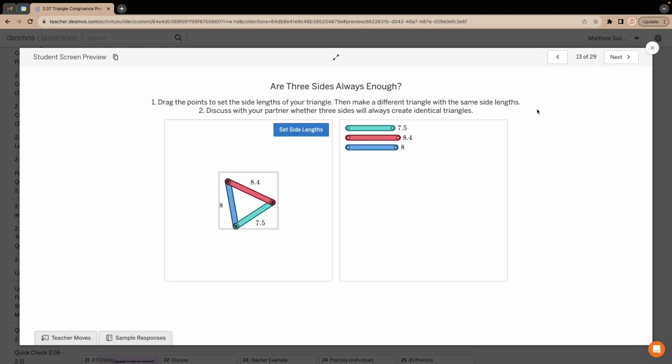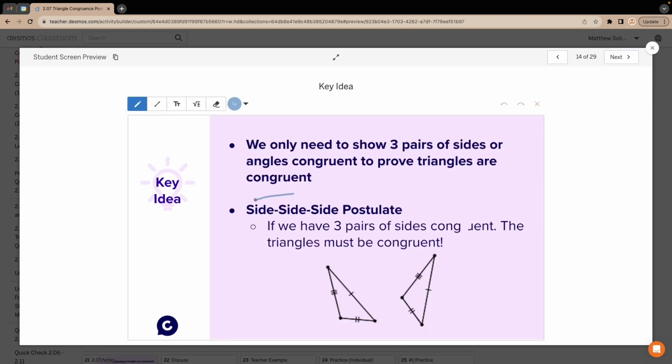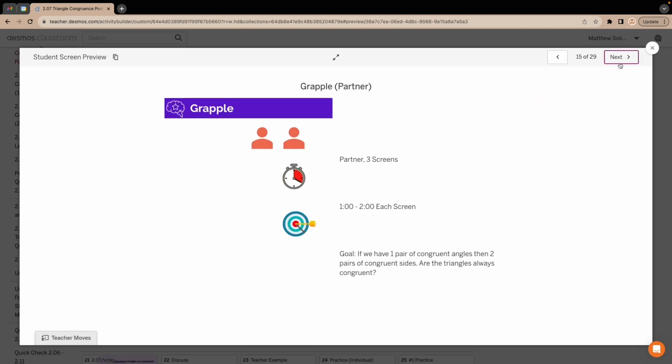So 3 sides is always enough information to make the exact same triangle. So if I try sides of 8, 8.4, and 7.5, no matter what I do to get them to connect and make a triangle, they have to be the exact same triangle. There's no other way around it. Identical copies, side, side, side. So side, side, side, if we have 3 sides that are the same, we know the triangles are congruent. So that's 1. We only need 3 sides that are equal.